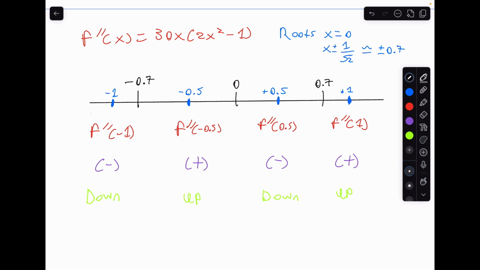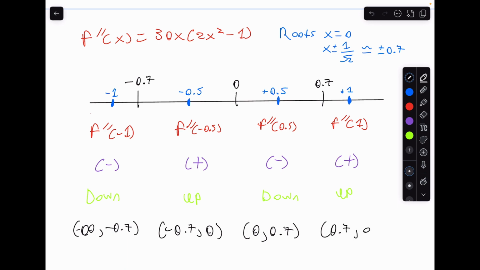But the question asked for what intervals. So the interval from left all the way to negative 0.7 is negative infinity to negative 0.7. Then we have an interval between negative 0.7 and 0 here. That's concave up, and it's just negative 0.7 and 0. Now we have our other interior interval, which is 0 and 0.7, and that one's concave down. And for the last one that's concave up, we have 0.7 and positive infinity.